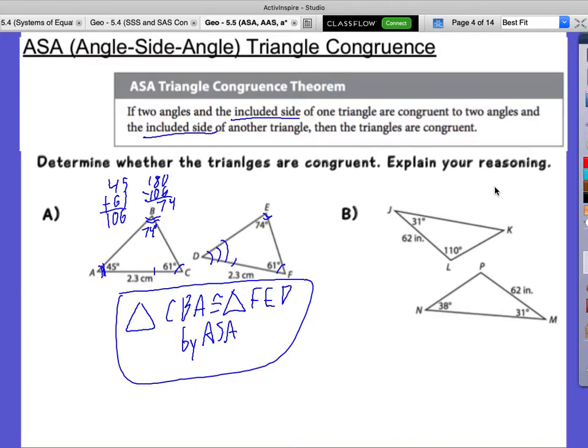Something we like to start with is to say, what information do we know? So what's something we do know? Okay, James Van Stevens? Okay, we know that J and M are congruent, both 31 degrees. Okay, what's another piece of information that we do know? Okay, Rachel?